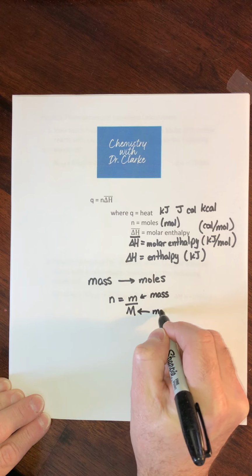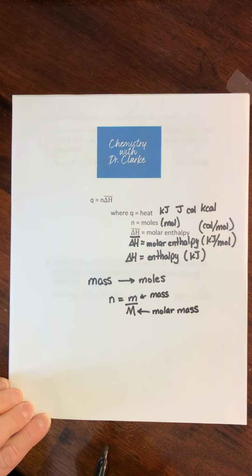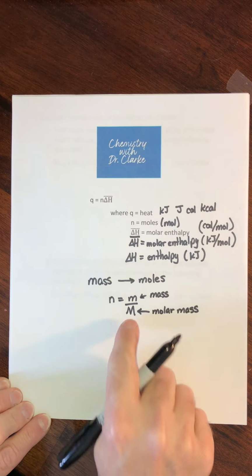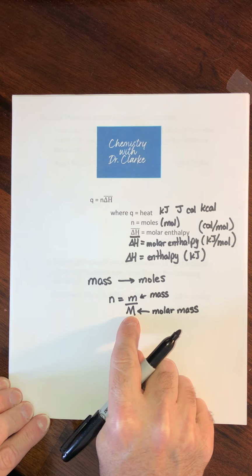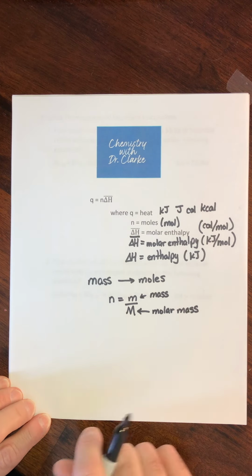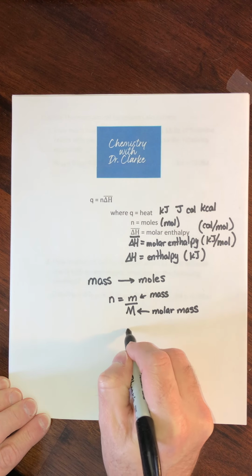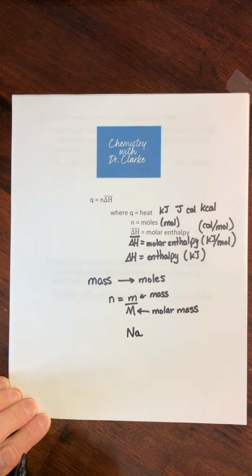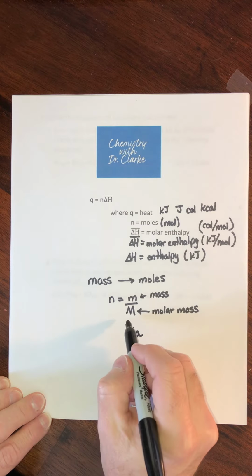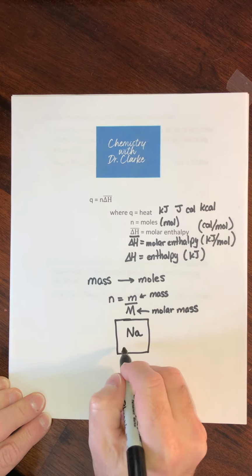This is my molar mass. And your molar mass comes from your periodic table. We consider the molar mass to be a given, even though you do have to go and find it. So let's say that we were going to talk about sodium atoms. If you go to the periodic table and you look up sodium, underneath sodium there will be a number.